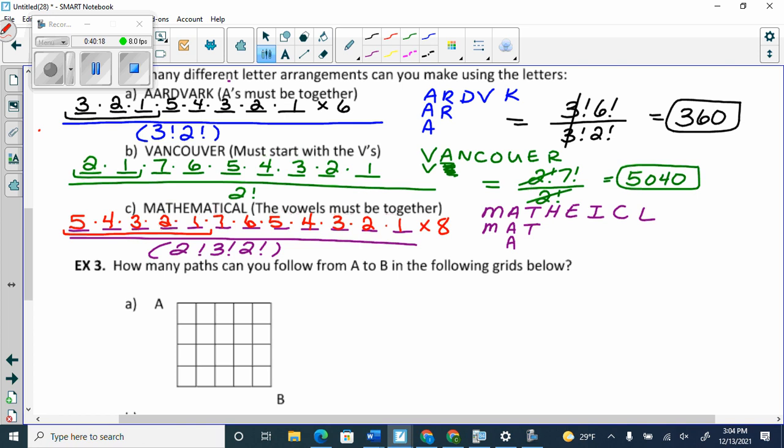What do we have to times it by? 8. It is your bad. Just kidding. So we're going to get 5 factorial, 8 factorial in brackets, divided by 2 factorial, 3 factorial, 2 factorial in brackets.